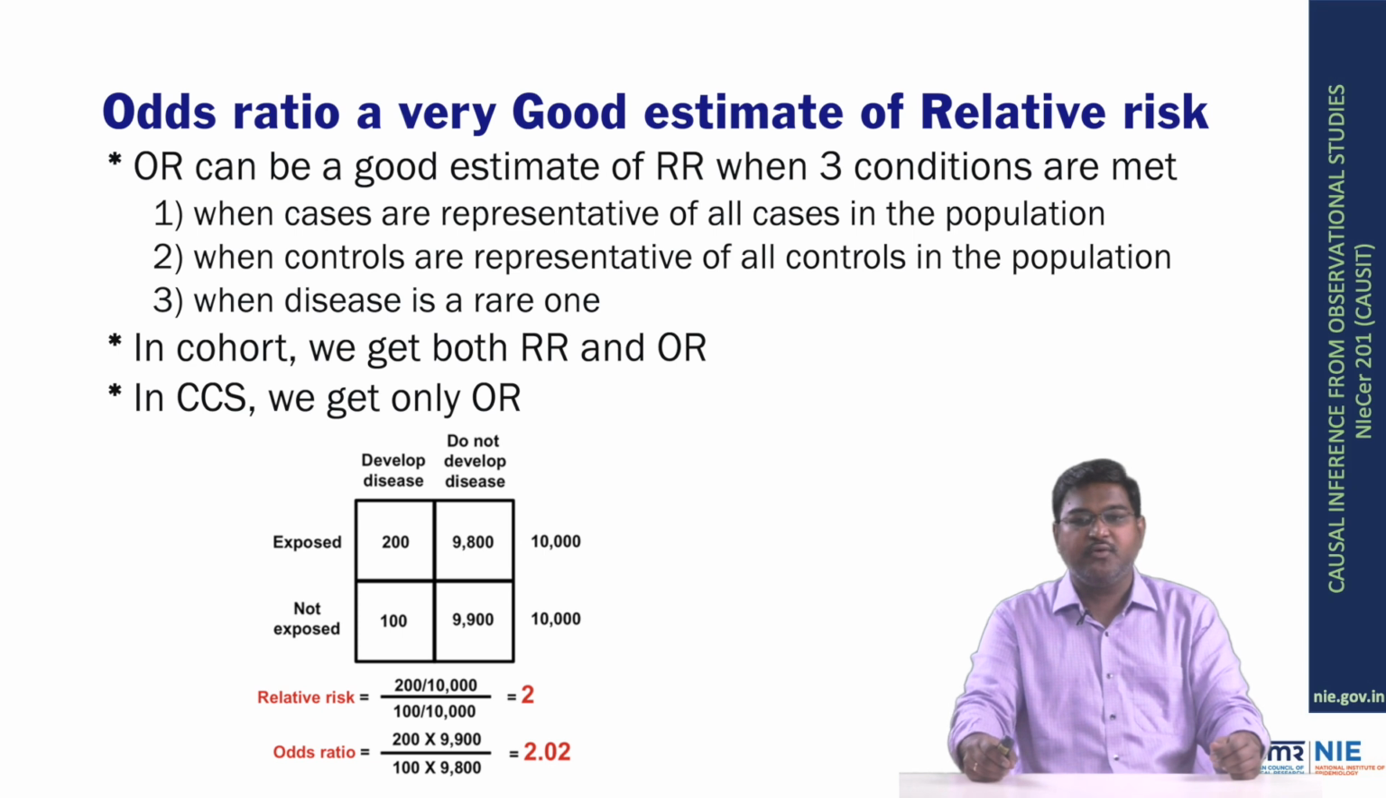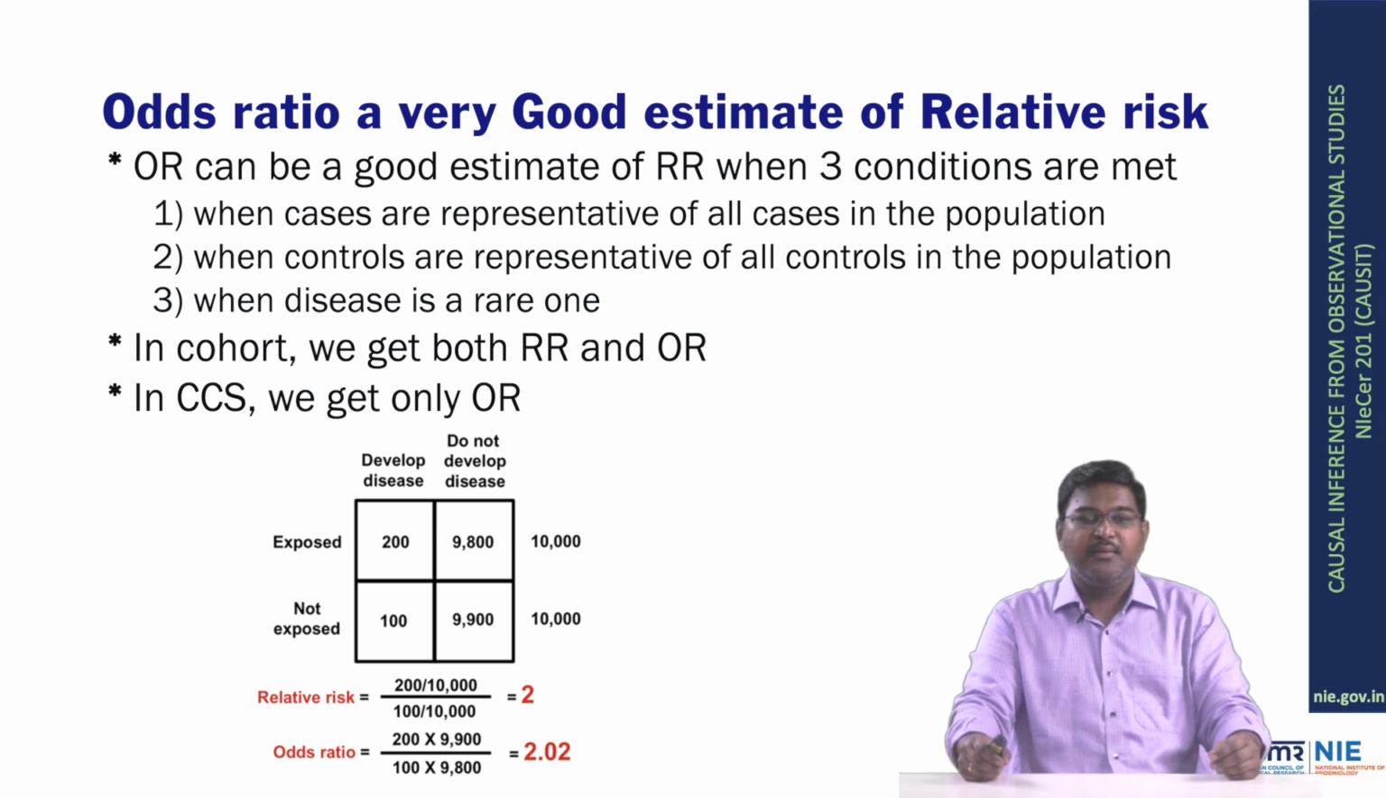Even in this example, you can see 300 is very small when we compare with 20,000, that the disease is very rare. When we calculate relative risk and odds ratio, they both tend to be the same. Remember, in cohort, we can get both relative risk and odds ratio, but in case control study, we can get only odds ratio. Association does not systematically mean causation.